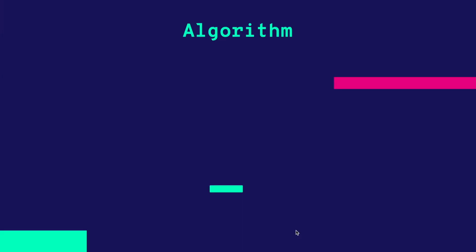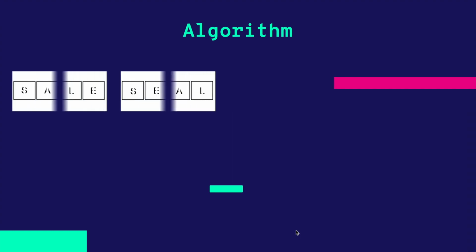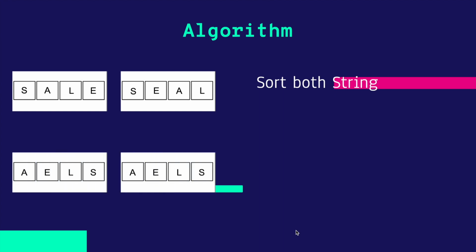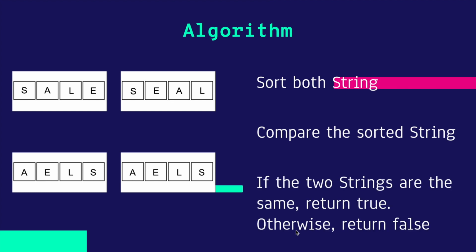The algorithm for this problem is very simple. Now I have two words here, which are "cell" and "seal". Firstly, I will sort both strings, and after sorting both strings in alphabetical order, they will become like this. Then we will compare the sorted strings, and if the two strings are the same, we will return true, otherwise we will return false. It's very simple, right?